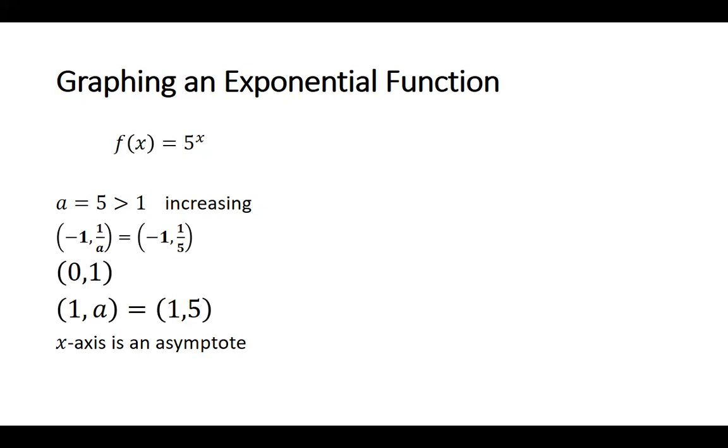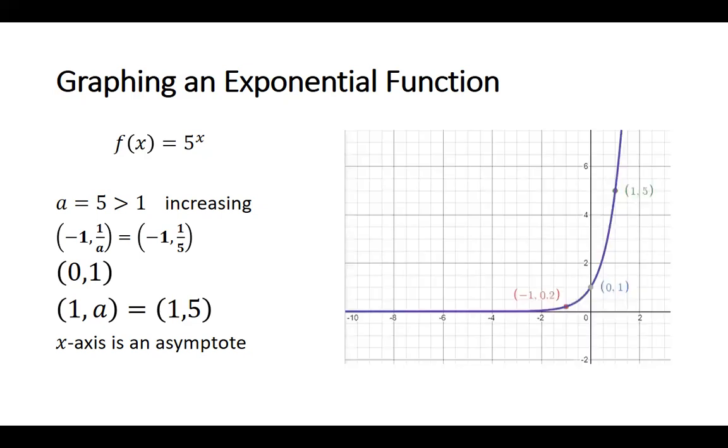So if we plot this, all we need to do is plot those 3 points, (-1, 1/5), (0, 1), and (1, 5), and realize the x-axis is an asymptote. So what's going to happen is we're going to start close to the x-axis. We're going to curve up through those points and have a nice exponential growth there. Now, something that I do want to point out about this is the base function a to the x, where a happens to be equal to 5.